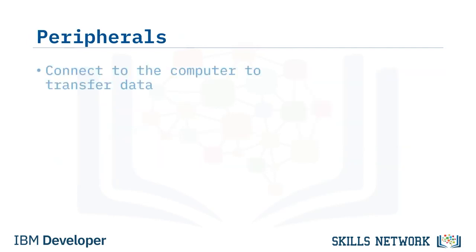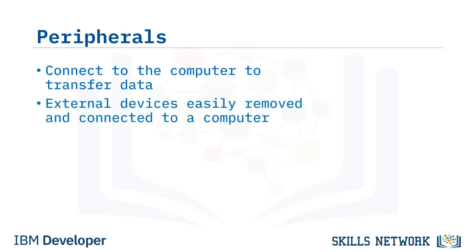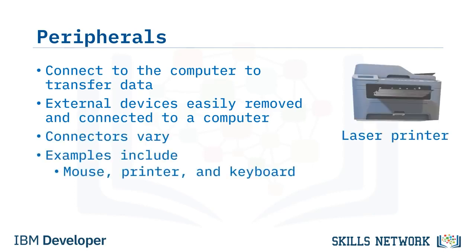A peripheral is a device which connects to a computer to provide extra functionality. It is used in the transfer of data to or from a computer. Peripherals can be easily connected to and removed from a computer system. Peripherals attach to the computer through a connector, and the type of connector varies with the peripheral. Examples include a mouse, keyboard, and printer.